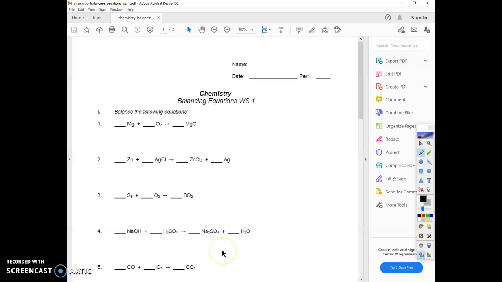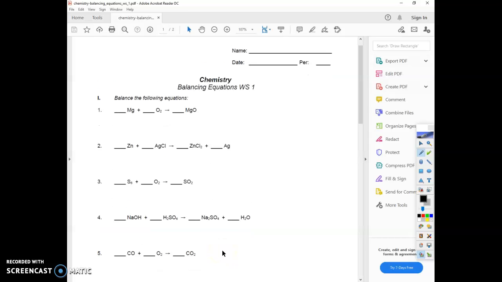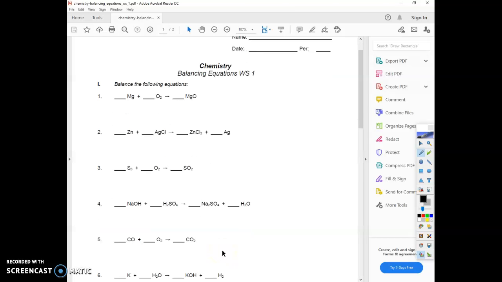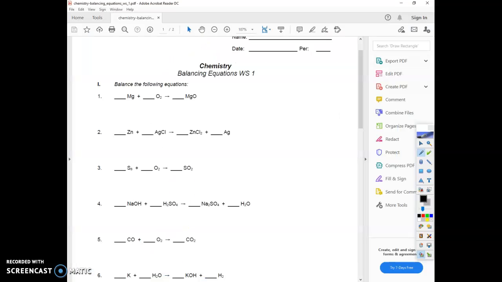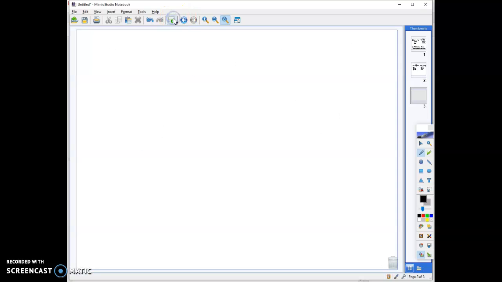So now let me look at one. Let's look at the third one here. S8 plus O2 yields SO2. Alright, so I've got sulfur and oxygen over here.